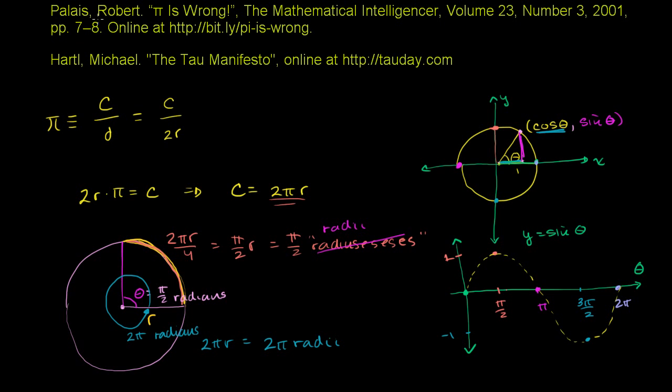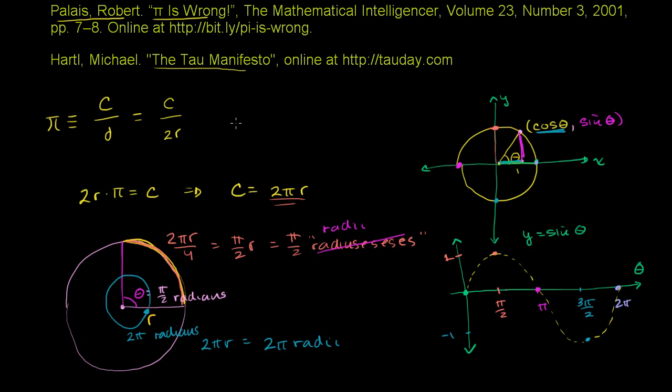And the first is Robert Palais, on pi is wrong. And he doesn't argue that pi is calculated wrong. He still agrees that it is the ratio of the circumference to the diameter of the circle, that is 3.14159. But what he's saying is that we're paying attention to the wrong number. And also, you have Michael Hartl, the Tau Manifesto. All of this is available online.